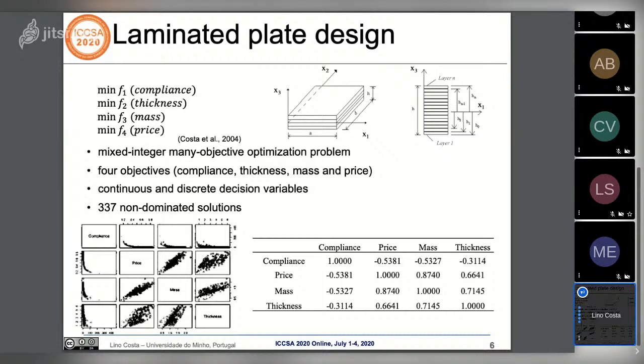When we solved this problem, we obtained more than 300 non-dominated solutions. I have here the bidimensional projections of the Pareto optimal front. You can see that we have some relations between the objectives. For instance, in terms of compliance, the objectives price, mass, and sequence are negatively correlated, but mass and sequence are positively correlated with price. So we can identify some associations here, but in terms of the decision process, it's very difficult to analyze the trade-offs.